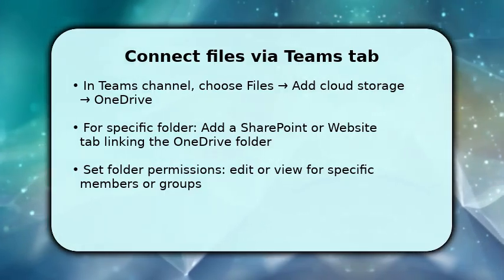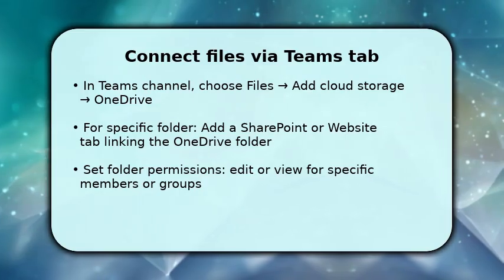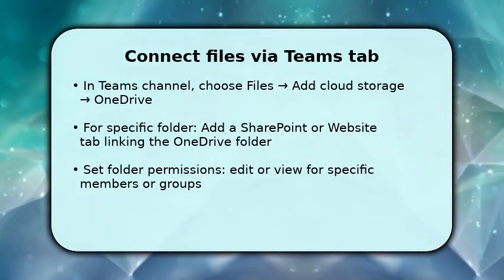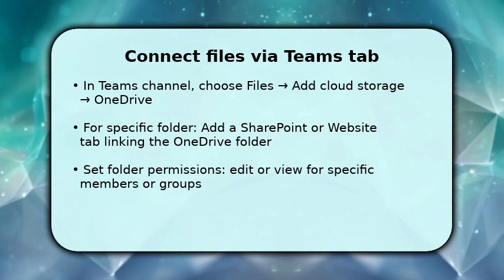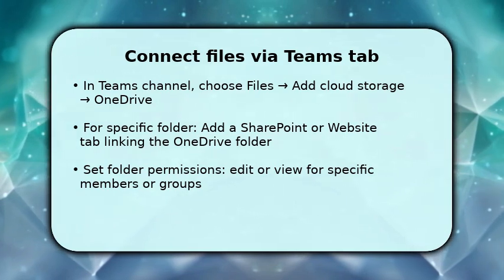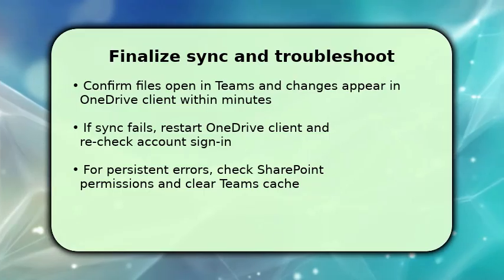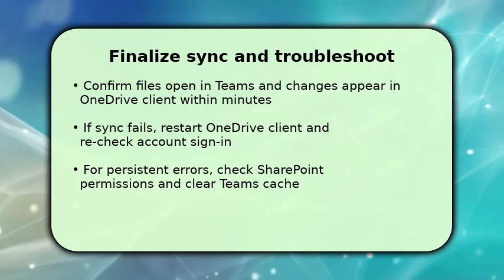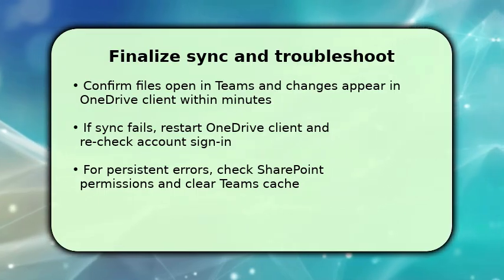Make sure you assign edit or view permissions for team members. This is why Teams shows the correct access and prevents duplicate copies. Finish by verifying that edits made in Teams immediately update in your OneDrive folder. Open a file, save a change, and check the OneDrive client or web to confirm propagation.